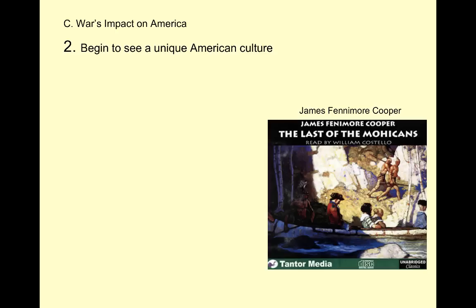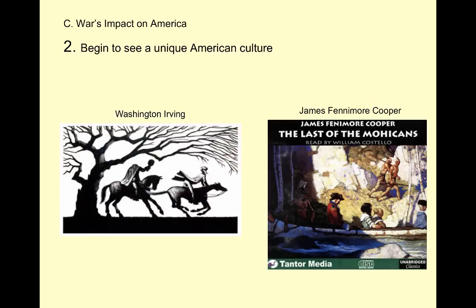He sets this book during the French and Indian War, more or less, and it's about life on the American frontier, and what can be more American than that? And so Native Americans are prominent in his book, and he celebrates the heroism of frontiersmen. And so we certainly see that this is moving away from focusing on British themes and now focusing on American themes. Another author who fits this time period is Washington Irving.